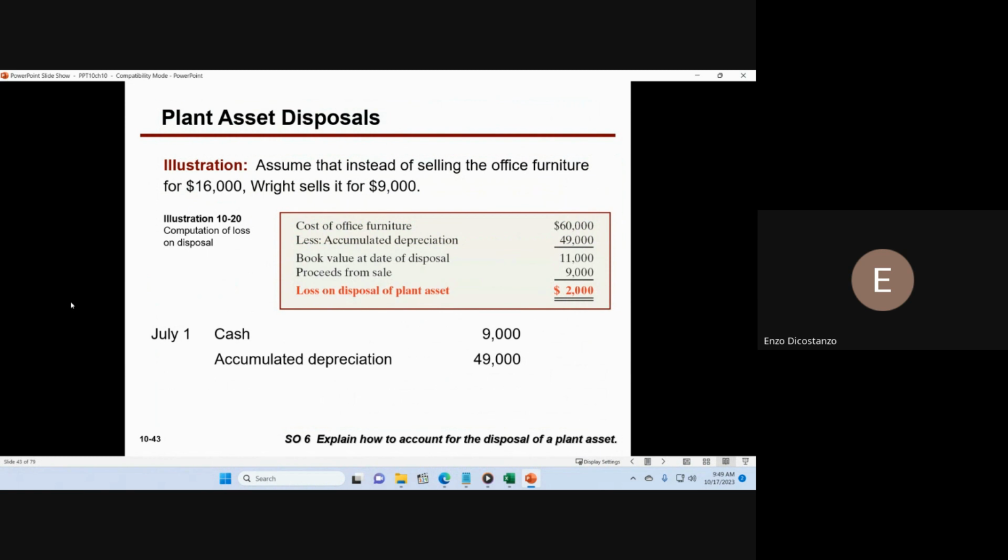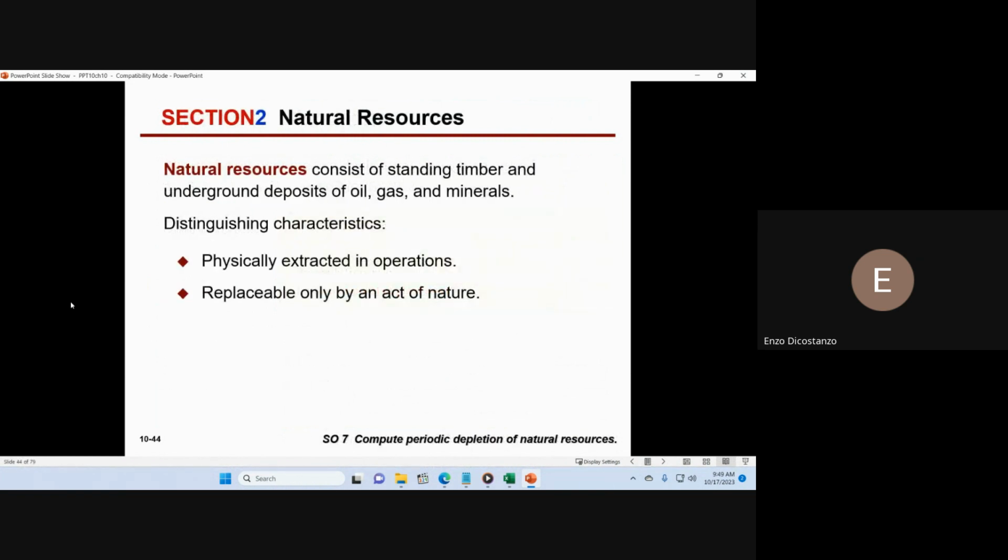You sold for 9,000 instead of 16, and this is a loss version. Obviously, you're 2,000 below your book with this. So you brought in 9 in cash. Your accumulated was 49. Your original equipment was 60, and unfortunately, balancing that out is the 2. Okay, so that's also something that you'll see.